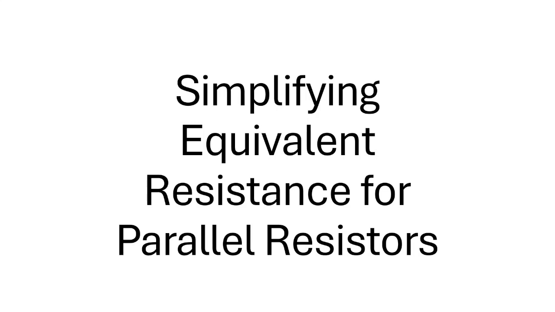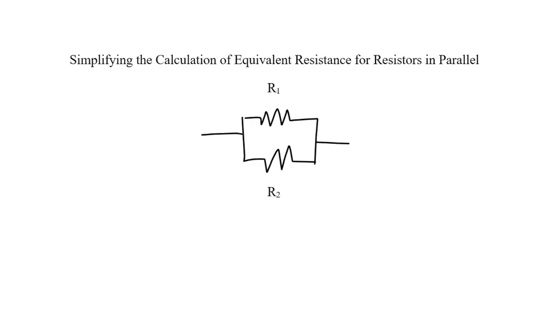Okay, so let's get into this. So first thing we have here is our parallel circuit configuration. We have the variable resistances of R1 and R2. They can represent any possible value you have for resistances, and this method will work.